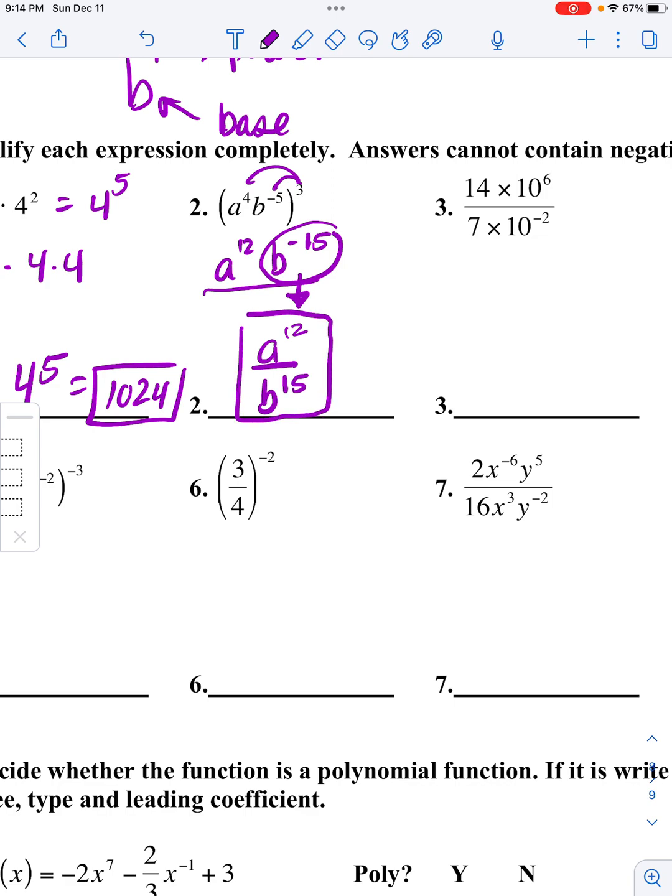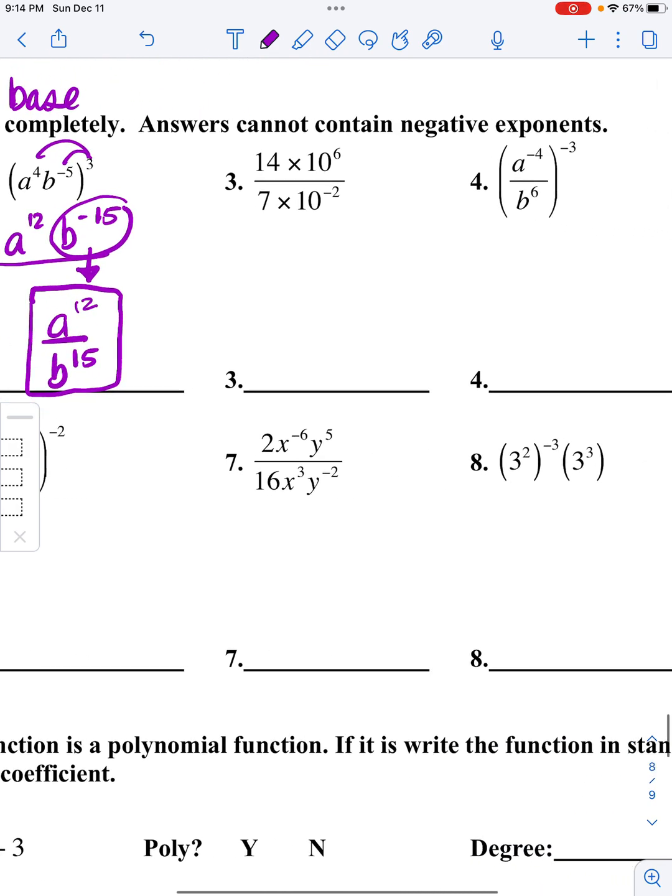And when you think you're done, always make sure that you don't have any repeated letters. I have an a and a b. I don't have a written twice or b written twice. I also check for no negative powers. We didn't really do these in class. I don't love this problem, but this is a number, so treat it like a number.